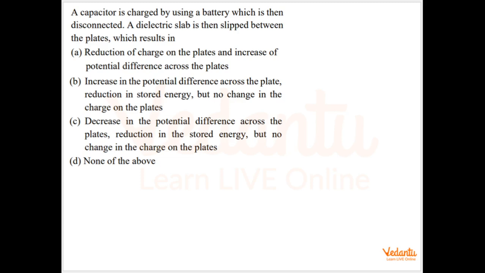In this question, a capacitor is charged by using a battery and is then disconnected. The dielectric slab is then slipped between the plates. We have to figure out what happens to the potential difference, stored energy and the charge. So understand that whenever the battery is disconnected, the charge always remains constant. When we insert a dielectric after disconnecting the battery, the charge remains constant. So here the charge will still be plus Q and minus Q. The new capacity will just become KC.